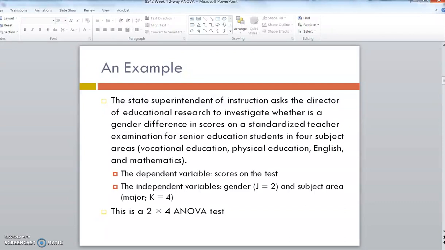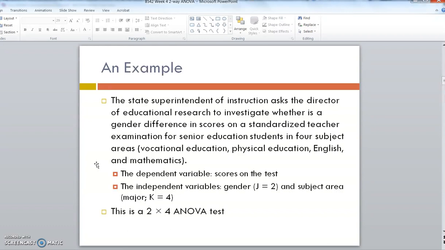In this video, we're going to learn how to conduct two-way ANOVA in SPSS. And this is the example we're going to use. The state superintendent wants to find out whether there's a gender difference in the scores on the standardized teacher examination for senior education students in 4 different majors. And the dependent variable, of course, is the scores on the test.